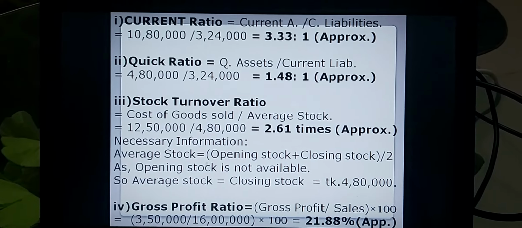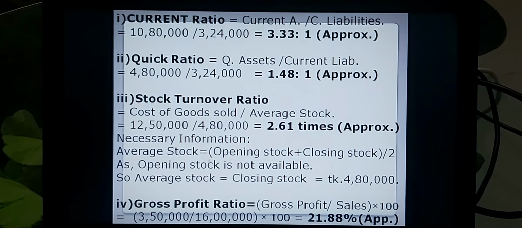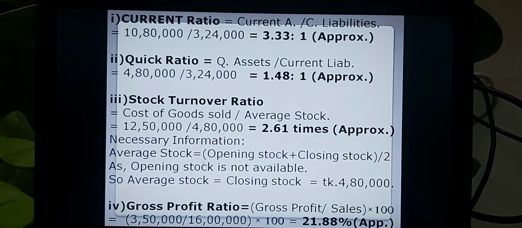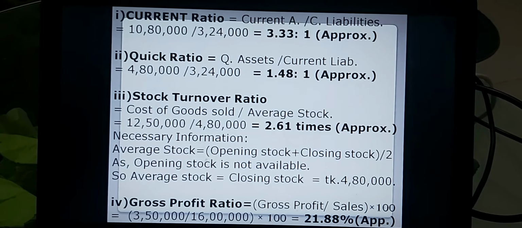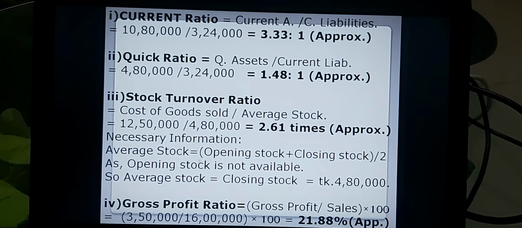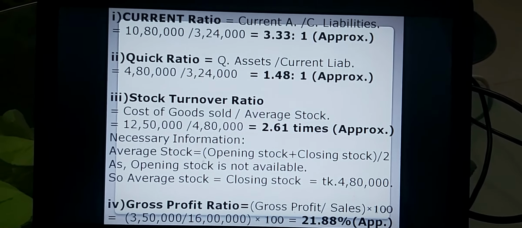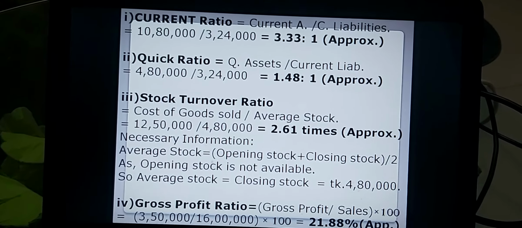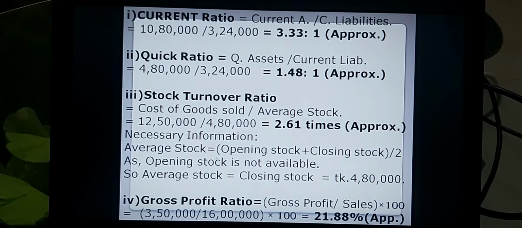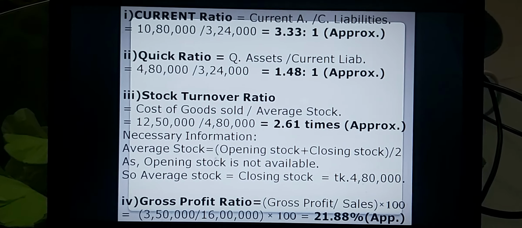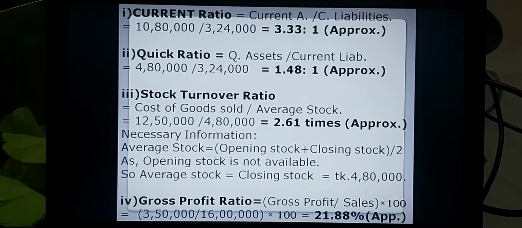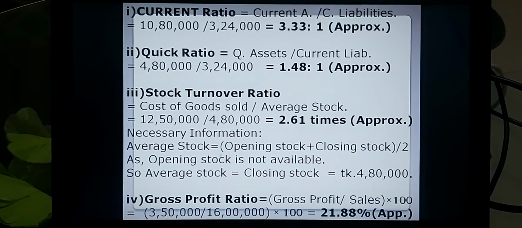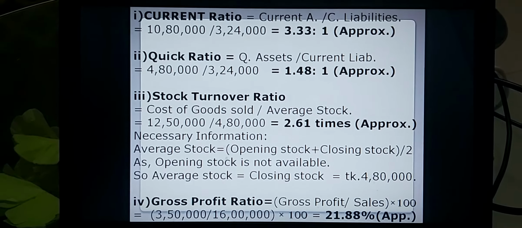The first one, current ratio. From the formulas of ratio analysis, you can get it. What is the formula of current ratio? Current ratio is equal to current assets divided by current liabilities. So two pieces of information are available in requirement A and B. Current assets from requirement A, you can get it taka 10,80,000, and current liabilities from requirement B 3,24,000. So now you can calculate the current ratio.